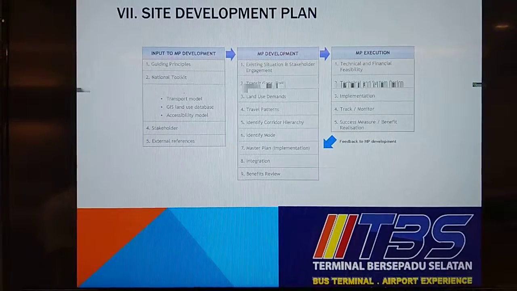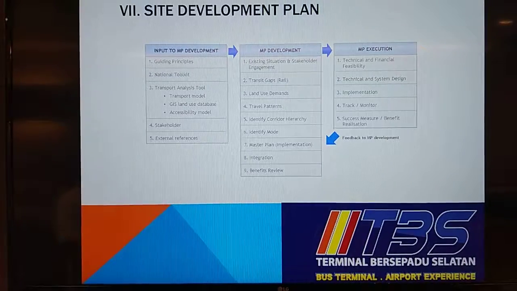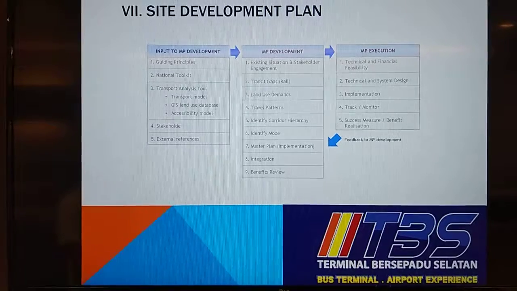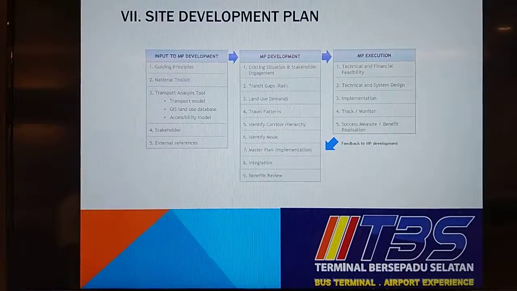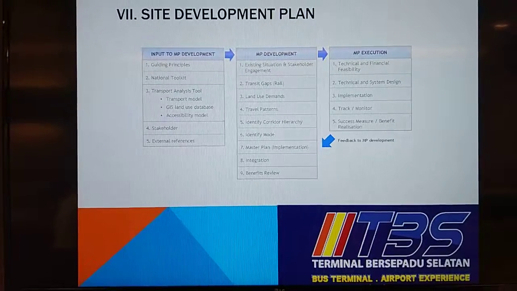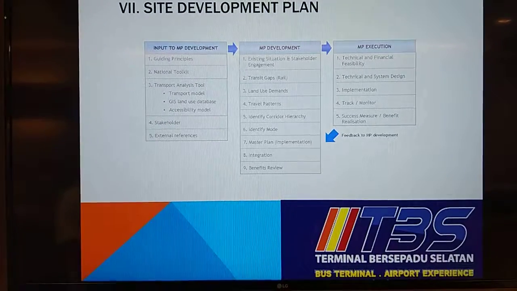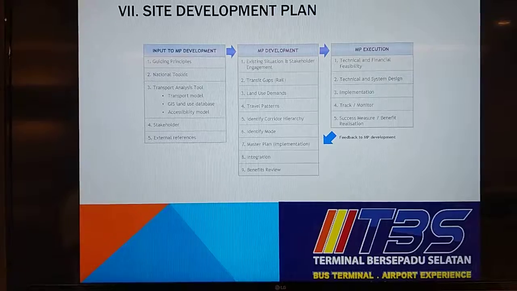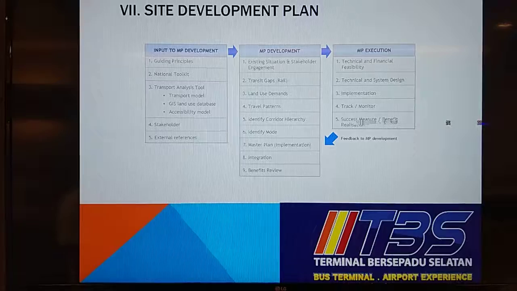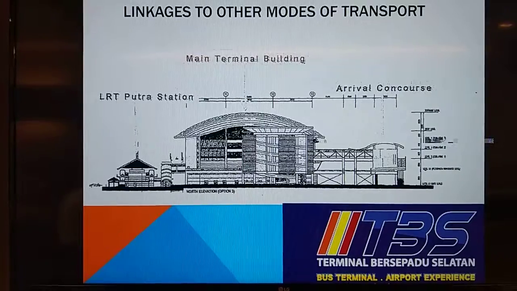The inputs is composed of analysis tools, while development goes for more data, including land use demands, some travel patterns, some integration of existing transport modes, as well as the implementation of the master plan. While execution is composed of technical and financial feasibility, technical and system design, implementation, track or monitor, and success indicators and measures.